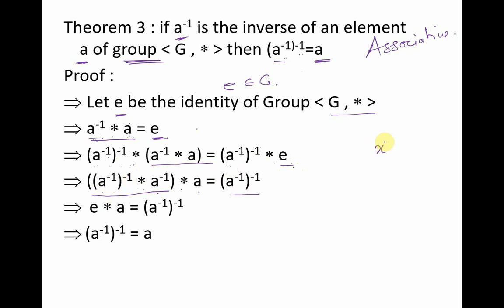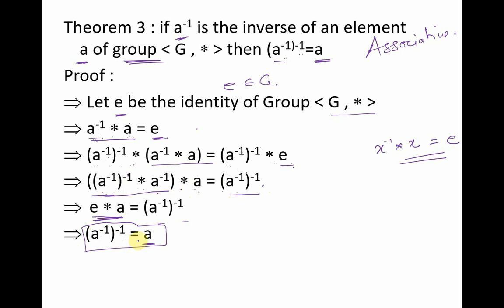So X inverse star X is equal to E, by the definition of inverse element. So this can be written as E. So E star A is equal to A inverse inverse. E star A, by the definition of identity element, will be equal to A. So A inverse inverse is equal to A. The involution law is proved.